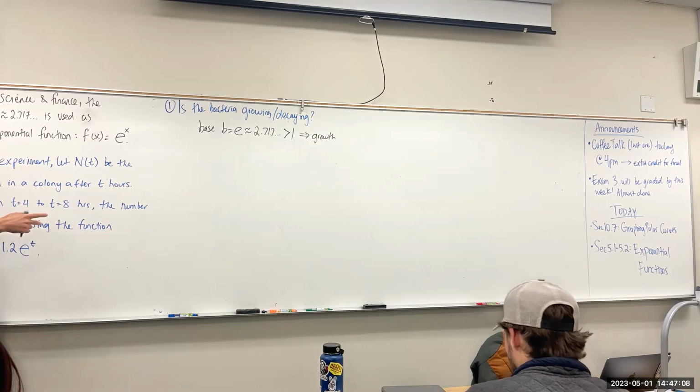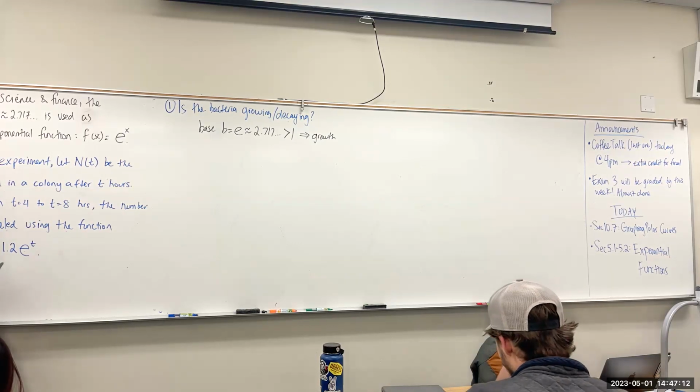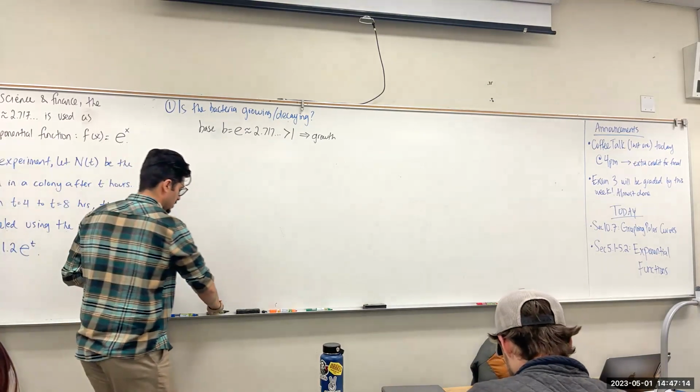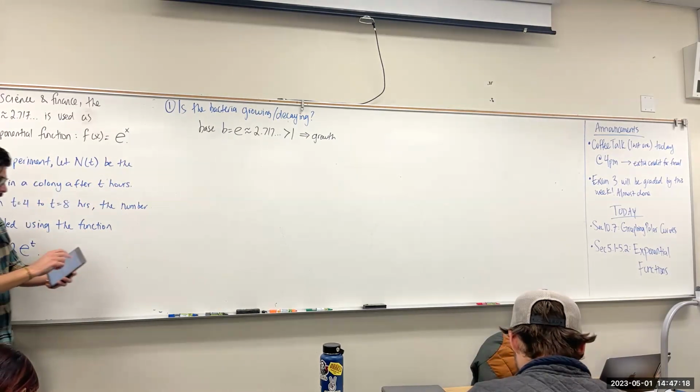Then you would do everything we just did, and it's going to become 1 over e, which with the calculator you'll see is less than 1. But for now, let's just use this. Okay.